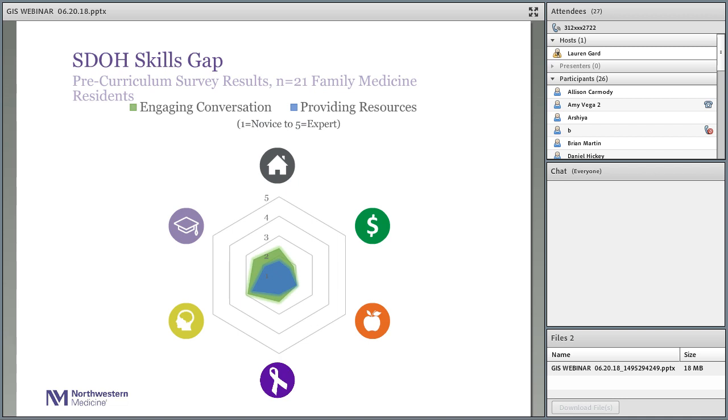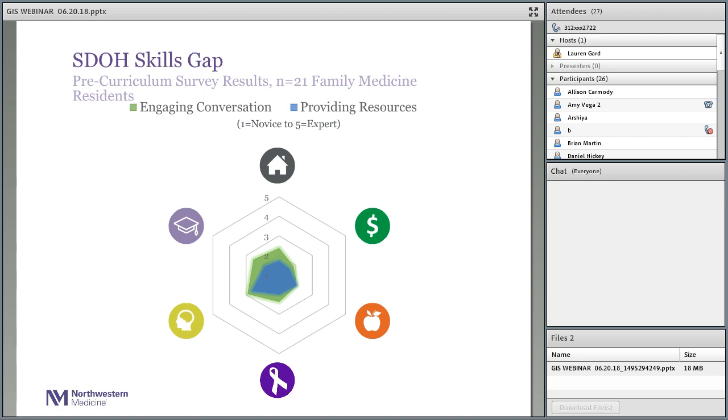So in general, they scored themselves pretty low. Our N was never going to be impressive. We have 8 residents per year, so a few apparently were on night float or something when we did this survey. But overall, they scored themselves pretty low on both engaging in conversation and providing resources to their patients regarding social determinants of health.